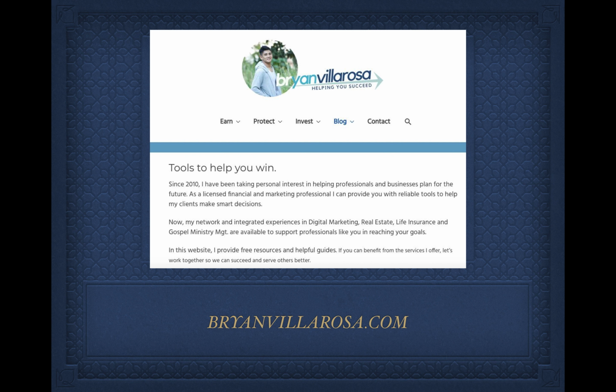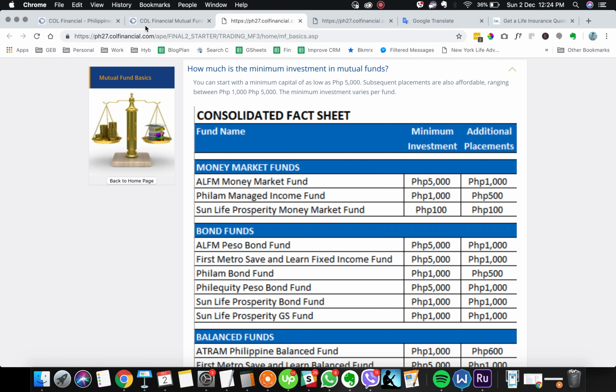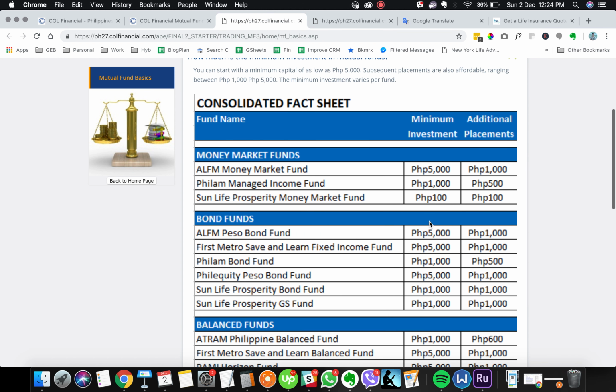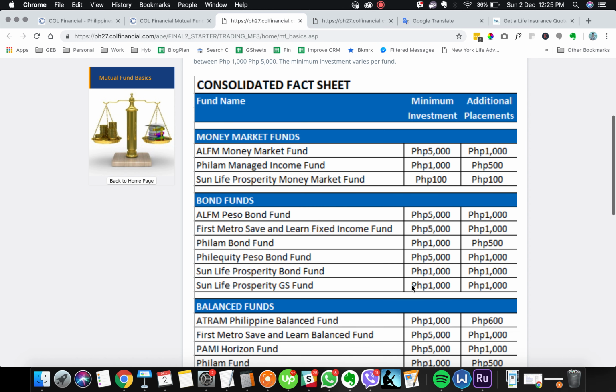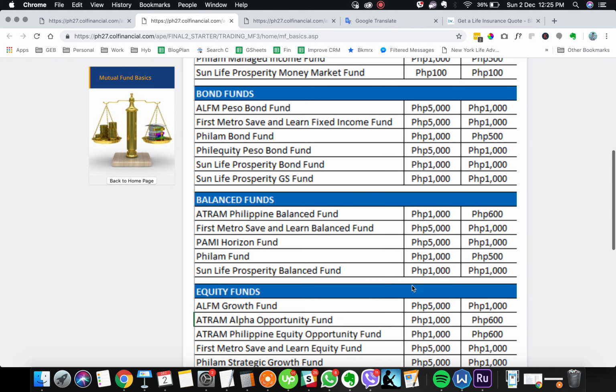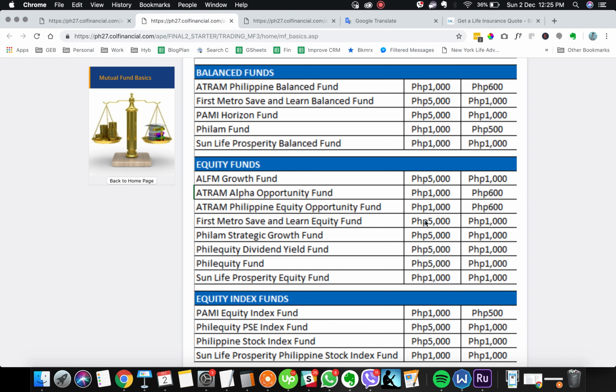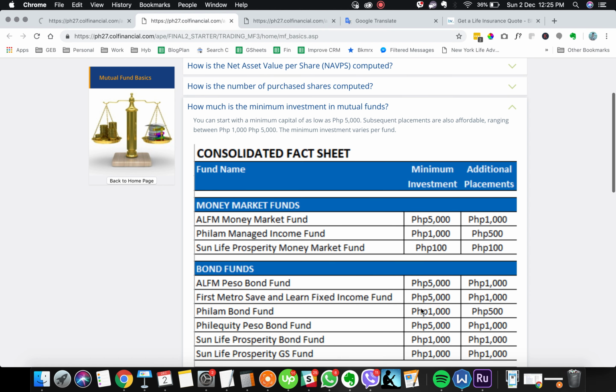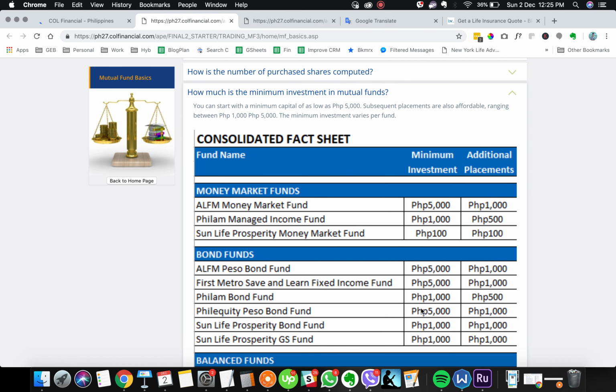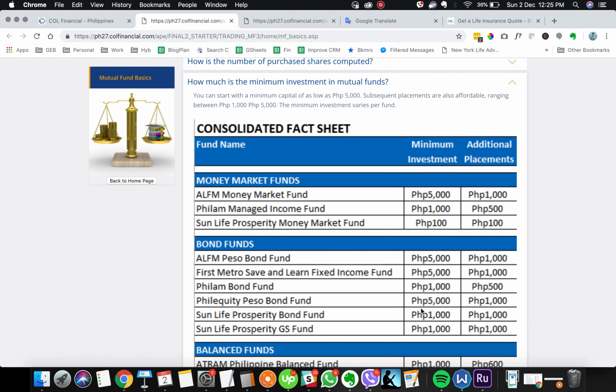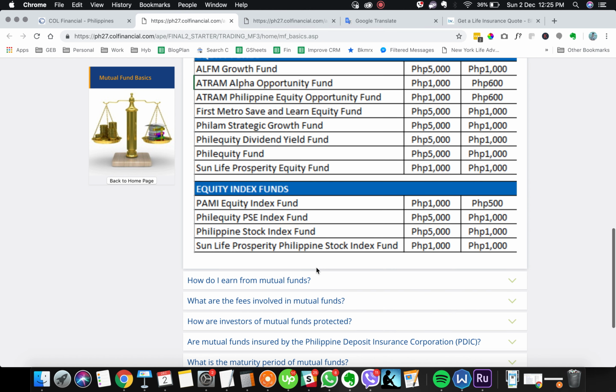So we are now on Part 2. Let's continue our study on the basics of mutual funds. How much is the minimum investment? Before I thought it's 5,000, but right now when I checked, it even went lower to 100 peso, in Sun Life Prosperity Money Market Fund. I'm a really proud Sun Life advisor here. But in the equity funds or the more aggressive ones, the minimum is 1,000 pesos. All right. So, how to start? Well, you can start by having a financial account and go to the mutual fund tab.